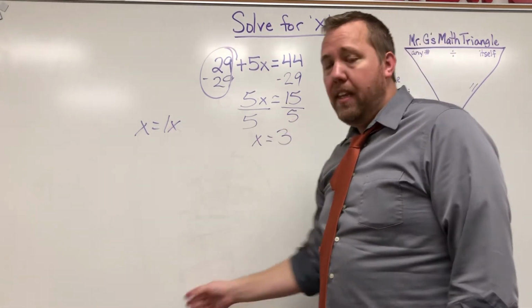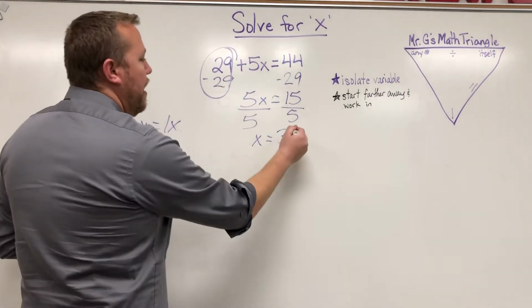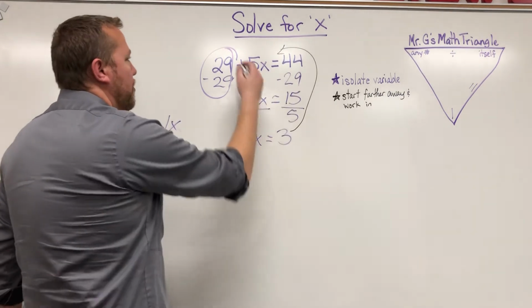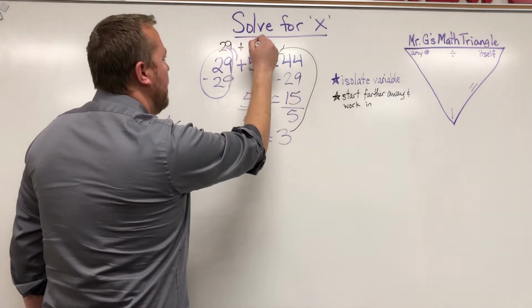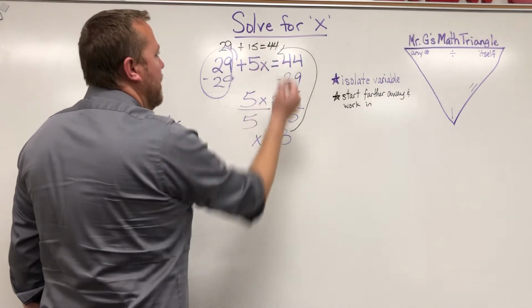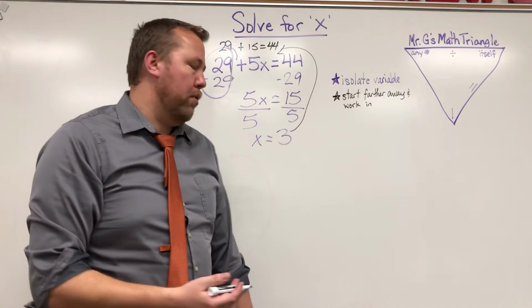So I'm going to take this and I'm going to plug this back in because I want to just double check and make sure that I did my math correct. So I have 29 plus 5 times 3 is 15. 29 plus 15 equals 44. So I know I've done that correct.